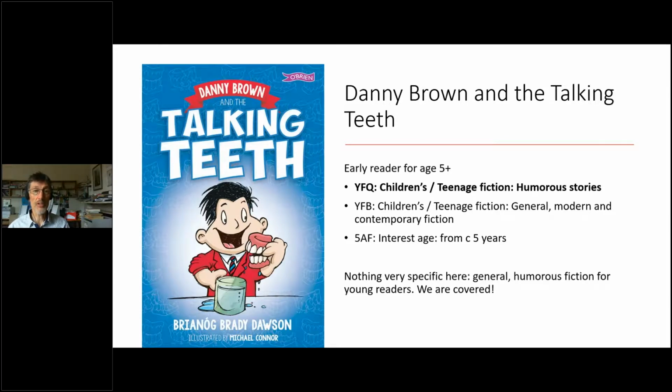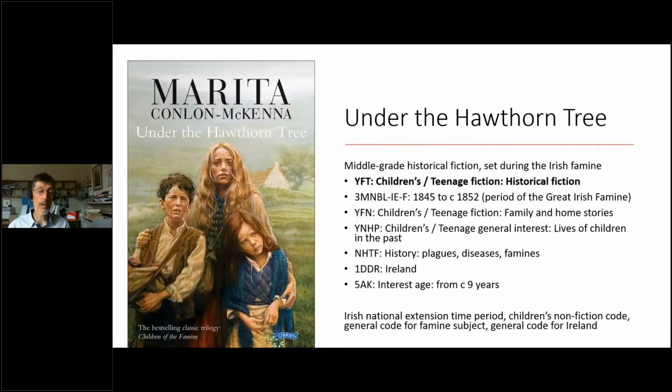The next one, however, is quite specific because this is a children's historical fiction set explicitly during the Great Famine in Ireland. So what's the first code? It's historical fiction. Next up, we've got a time qualifier for the Great Irish Famine, put there because there are a lot of books for children and adults covering that period.